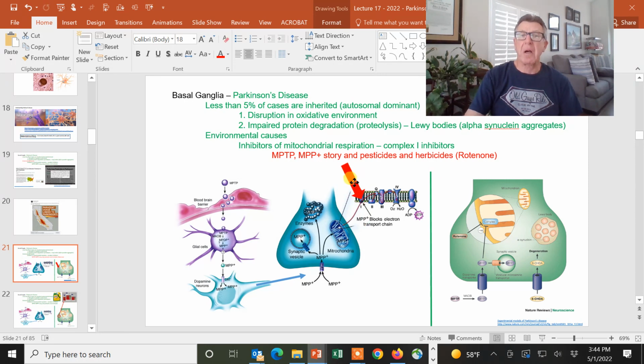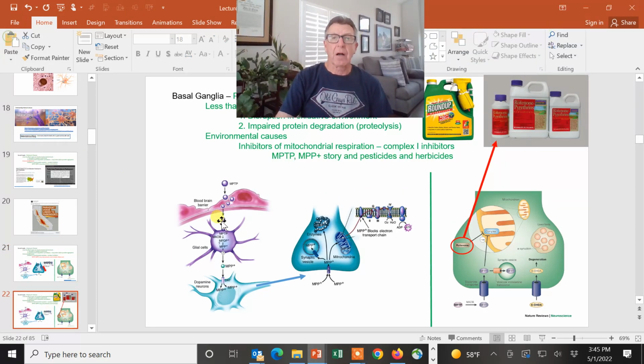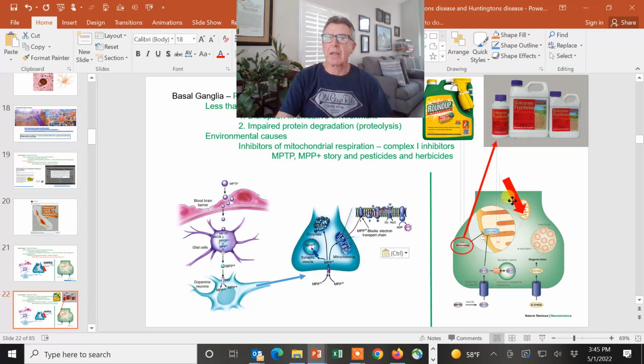So it blocks complex 1, and you're not going to get any ATP, and you're going to generate a lot of free radicals, all right? Cool. The other thing I talked about was that the most common herbicides and pesticides in the world include rotenone, and rotenone does the same thing right here. This is a blow up of your mitochondria.